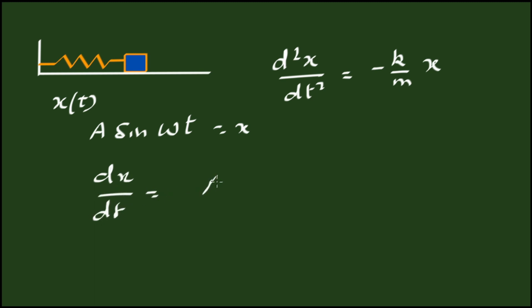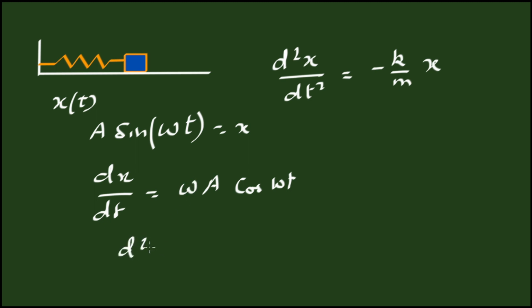That's going to be, a remains as it is, derivative of sine omega t with respect to t. Now omega t is called the argument of the sine function. So first let me differentiate it with respect to the argument. That gives me cos omega t. I'm going to use the chain rule, multiplied by derivative of the argument with respect to t. That is, derivative of omega t with respect to t gives me omega.